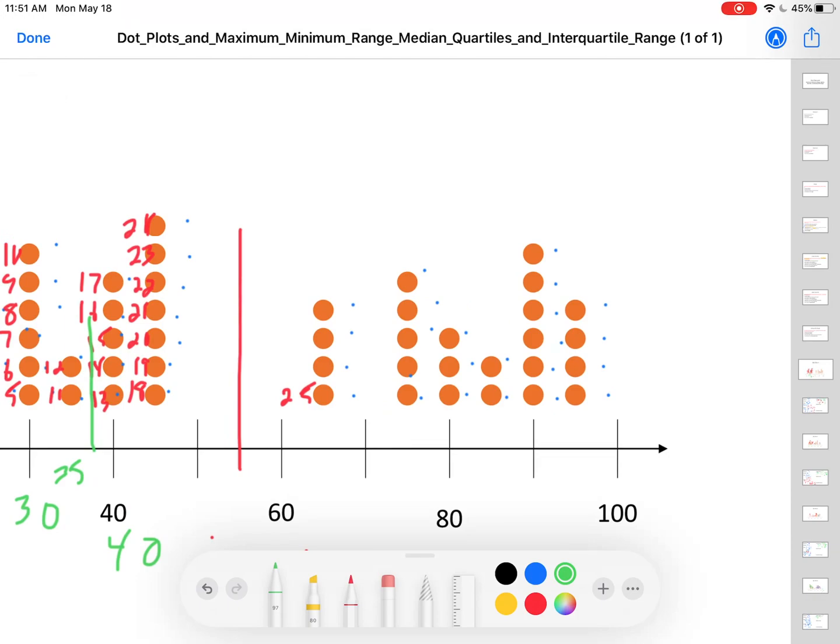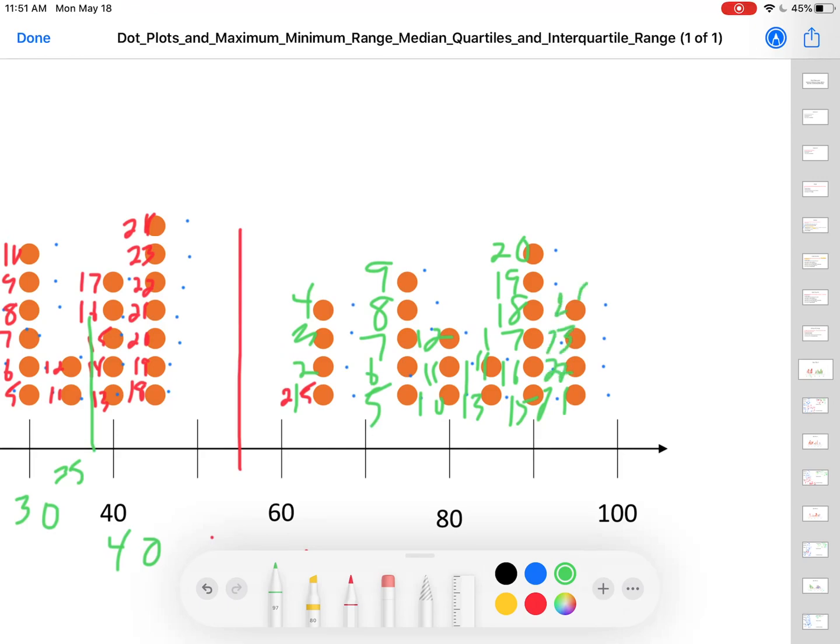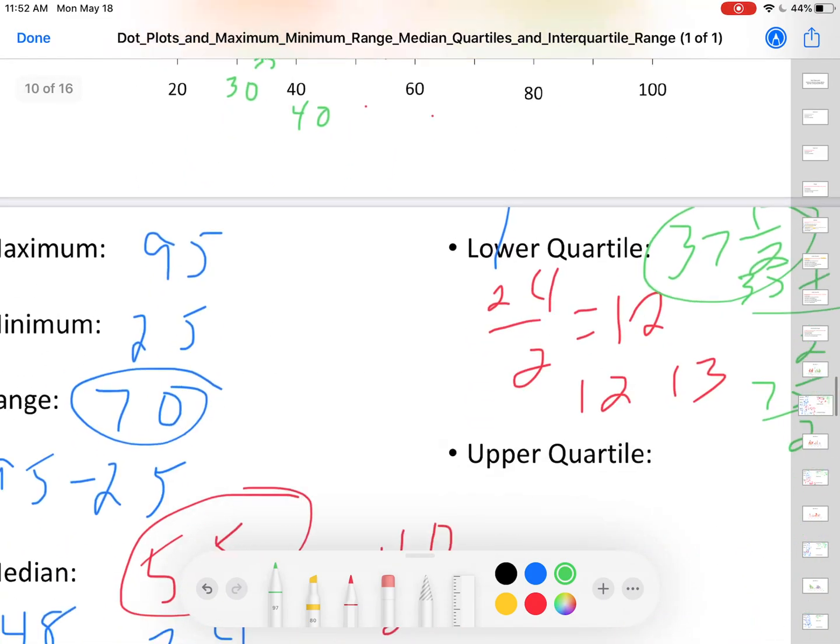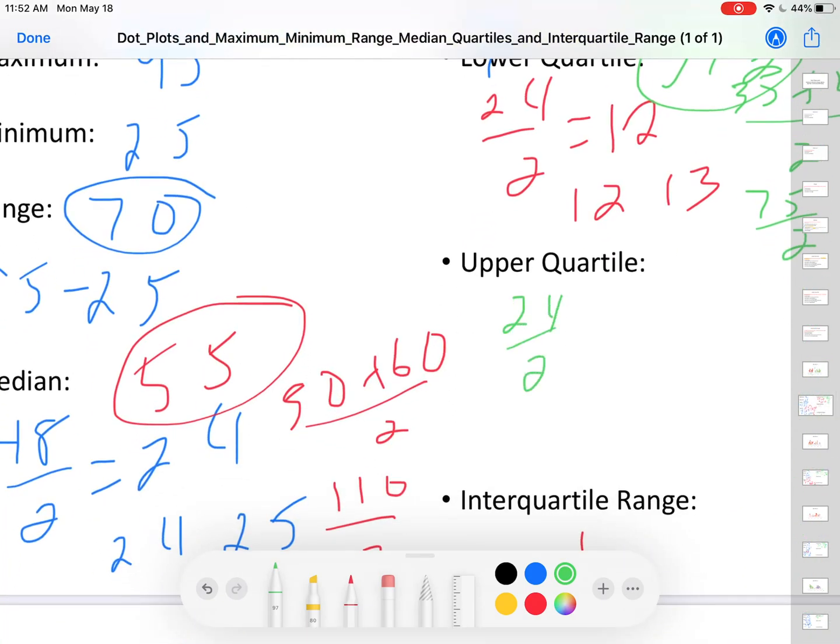This is the right side of the data. 1, 2, 3, up to 24. There are 24 dots in this. Notice I didn't include this because it's not a dot. Do not include lines, only include dots. That's 24. 24 is an even number, so we need to do 24 divided by 2.